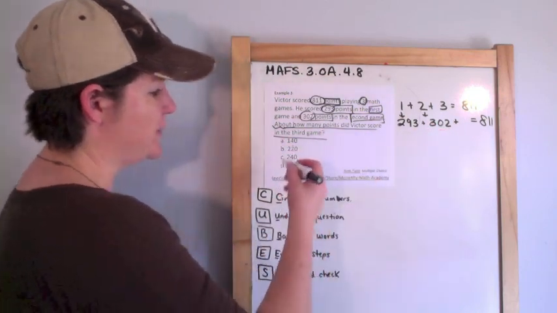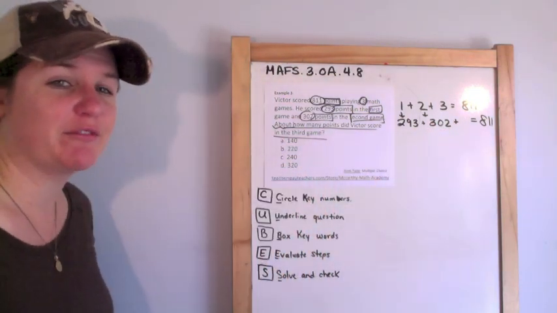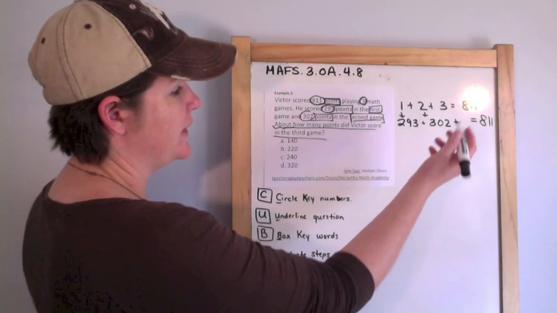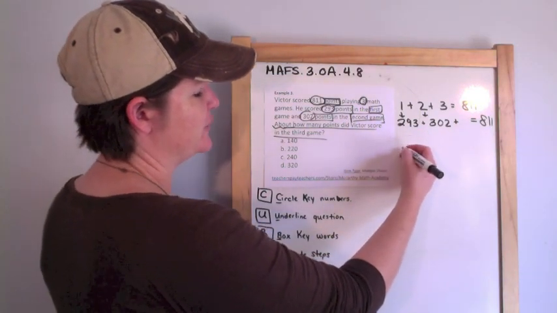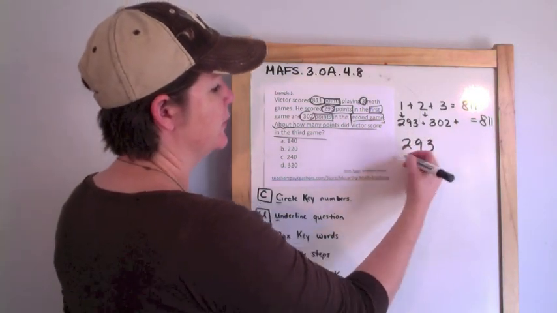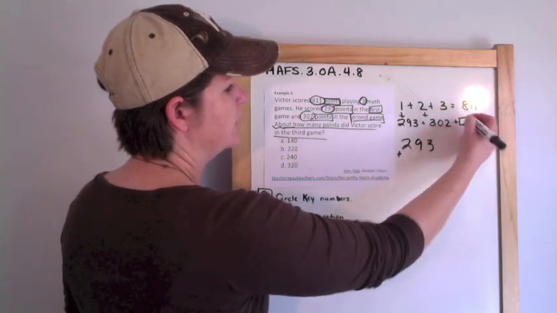So I know it says about, which probably means that I'm going to have to round or estimate at the end. But I'm going to go ahead and just add these up regularly. So plus what?